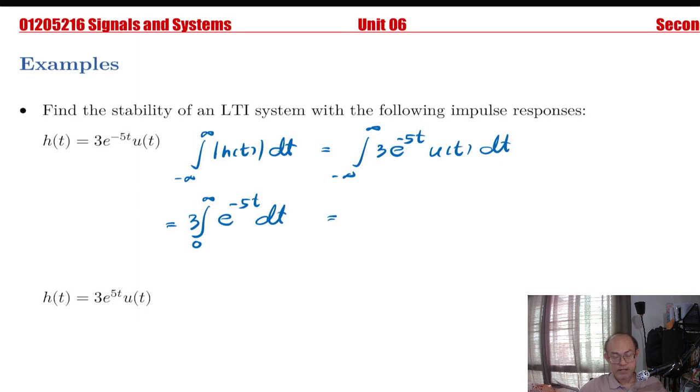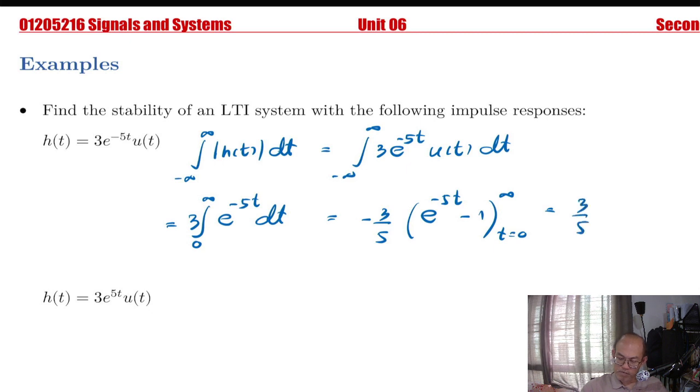Now we can integrate it as usual. Minus 3 over 5 times (e to the minus 5t minus 1), where t goes from 0 to infinity, and that would be 3 over 5, which is obviously finite, so we can conclude that the system is stable.